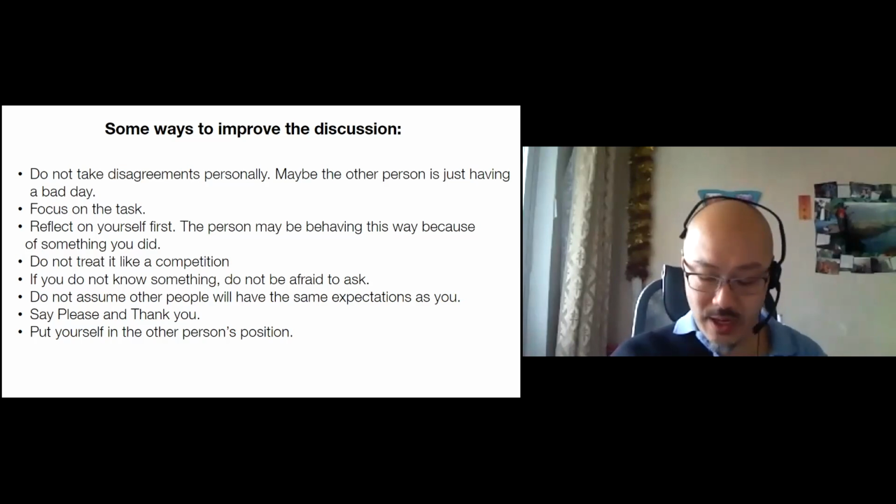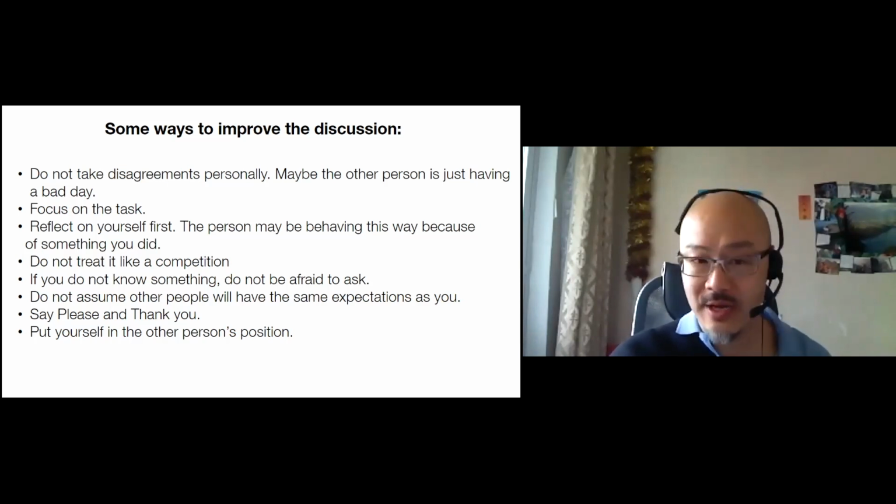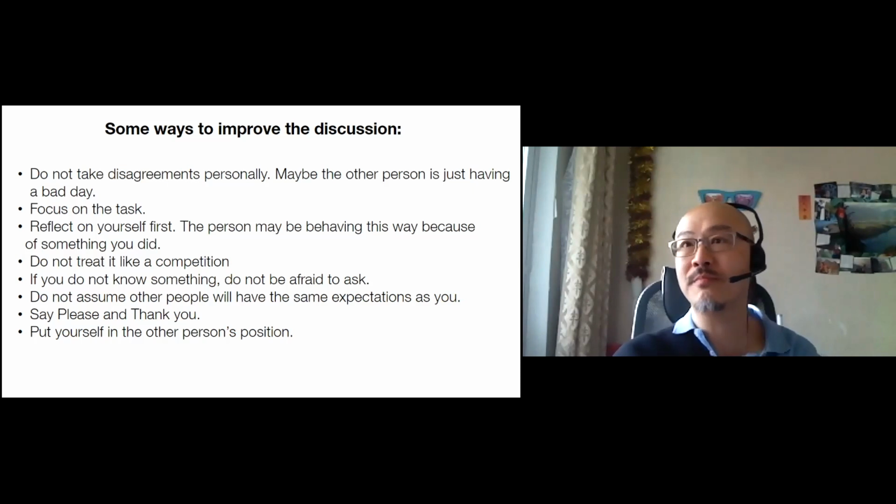Do not assume other people will have the same expectations as you. And this is also about your behavior. So, for example, maybe I would behave in this way. It doesn't mean that other people would also do the same. So it's important to think about that.